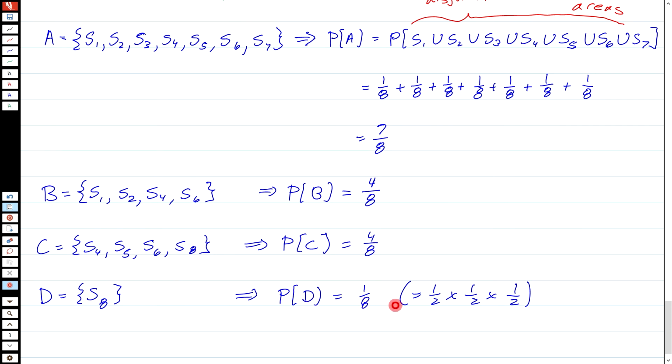By the way, we know that if it's a fair coin, the probability of getting, in this case, a tail on each toss is a half. So basically, to get 3 tails in a row is going to be a half times a half times a half, and that gives us the 1/8 that we're looking at.